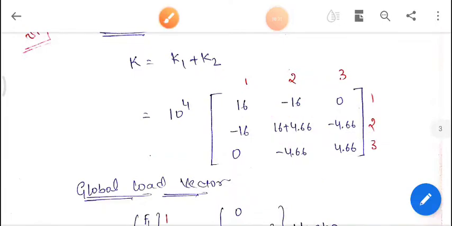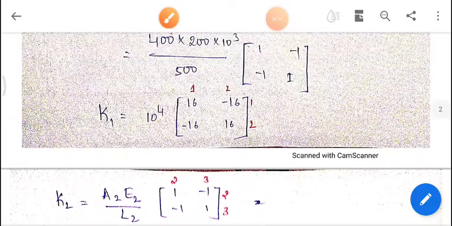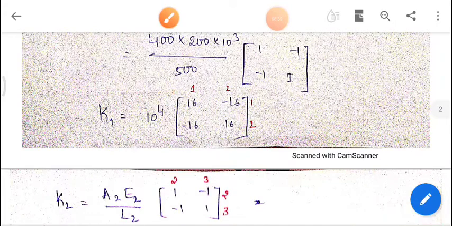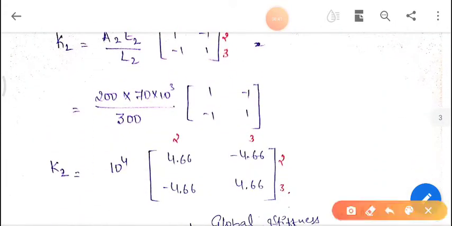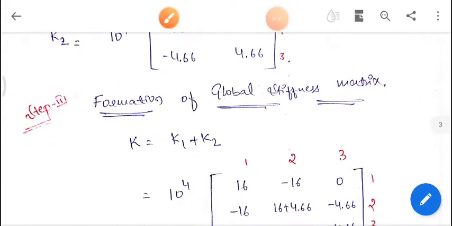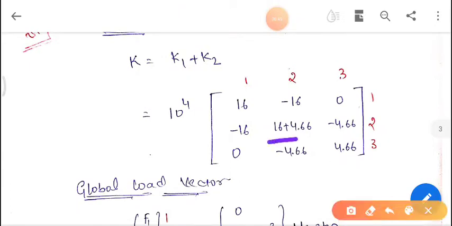Next we need to go for the second row second column, that is nothing but 16 plus 4.66. How has it come, we'll see now. Again we need to go for K1 matrix here, second row second column we have 16 here. Similarly, if you go for the K2 matrix, second row second column we have 4.66. If we add these two things, we will get this one, that is nothing but 20.66. 16 plus 4.66 is nothing but 20.66.